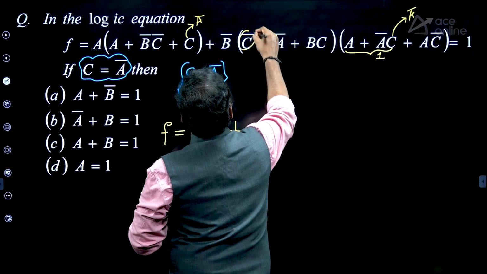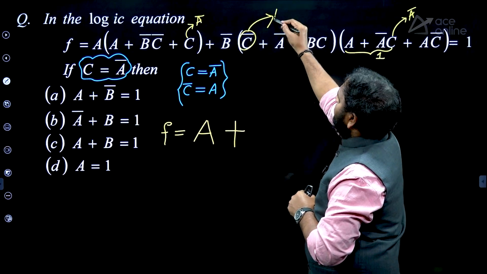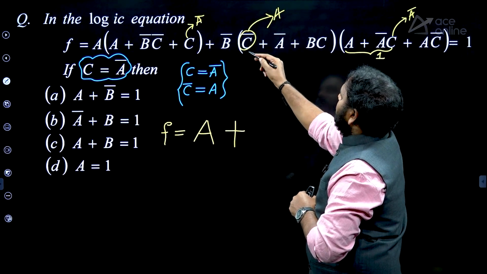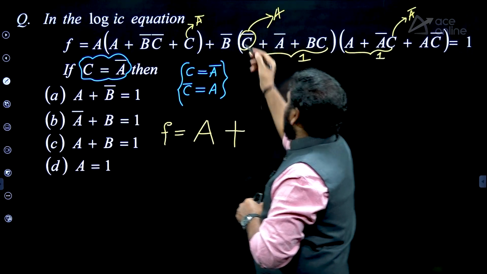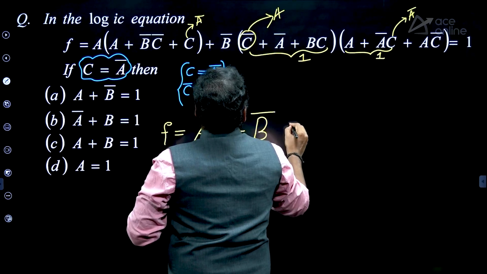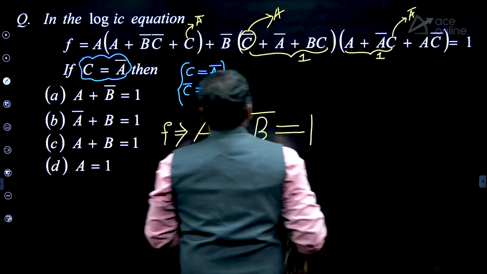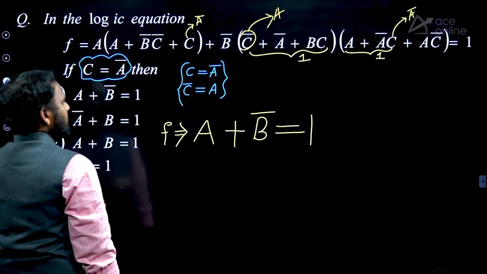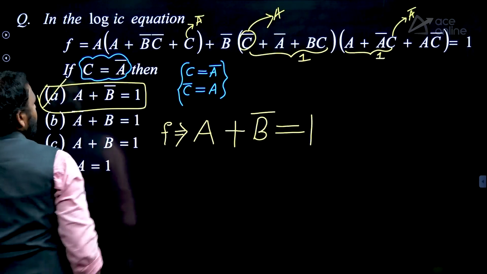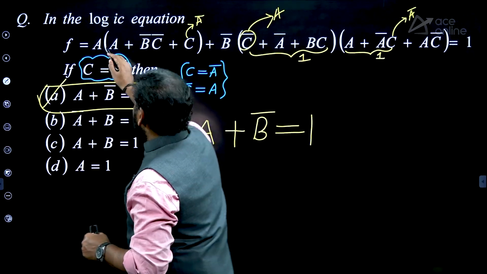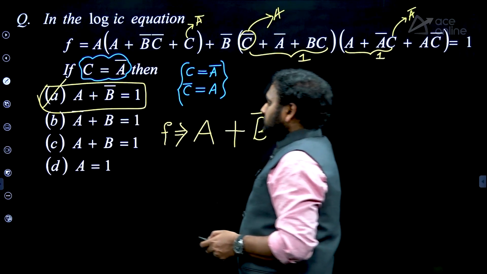Similarly, in place of C bar, what can I write? In place of C bar, you can write A. C bar replaced with A. A plus A bar is 1. So totally this is 1. 1 plus anything is 1. 1 into 1 into B bar, this is B bar. That's all. It is equal to 1. So A plus B bar is equal to 1 is the result. Right? They don't give F equal to, just function equal to 1 is actually available in the paper. Got it?